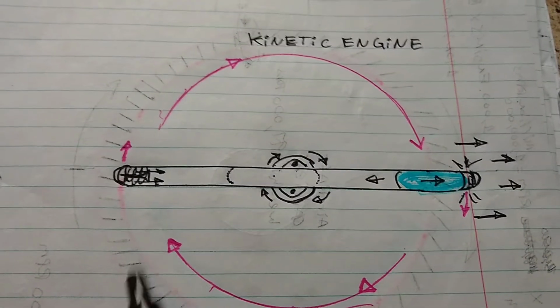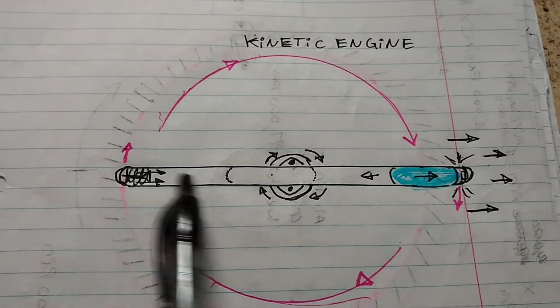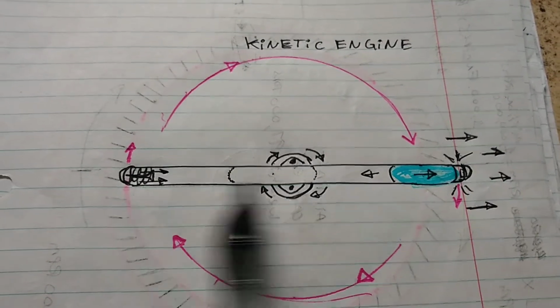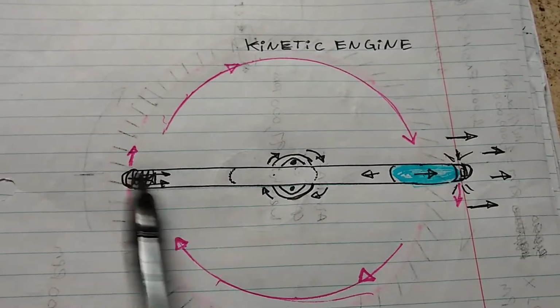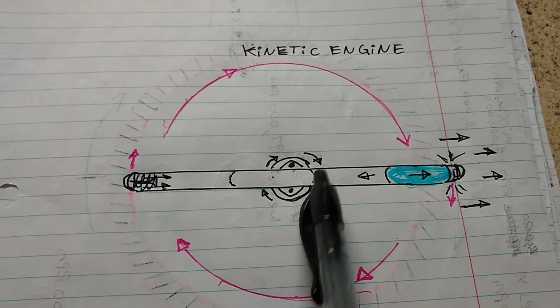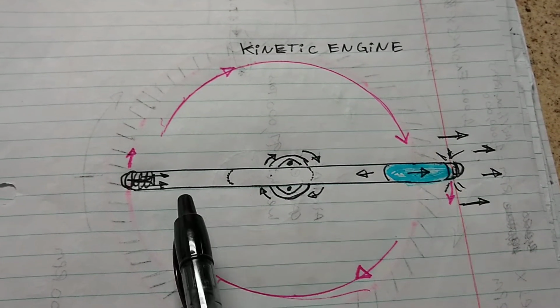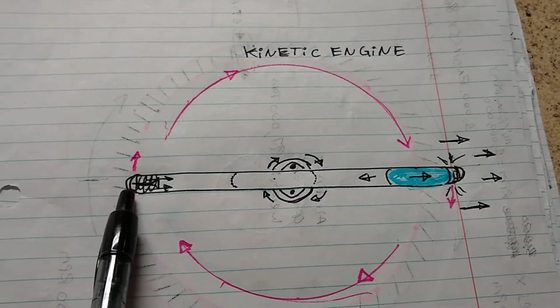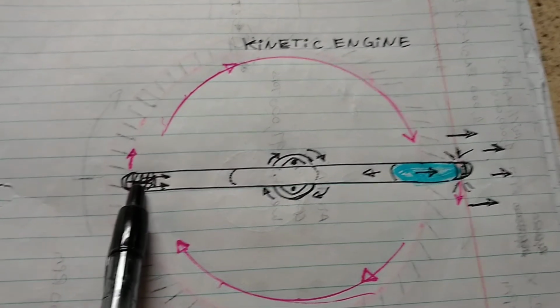Okay, I'm going to try to make this real quick and simple. We have a kinetic engine. This is a pipe. You have this oval mass going back and forth, back and forth. You can use magnetic propulsion, electricity, pneumatic. In this case, I only have pistons.